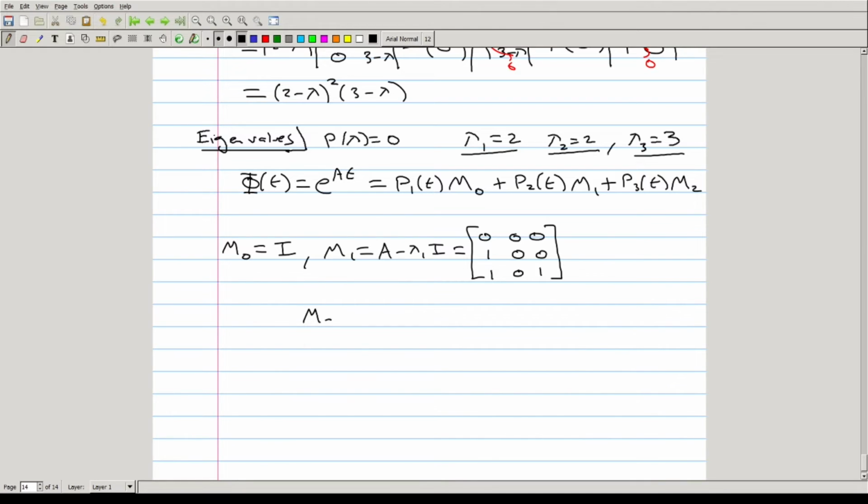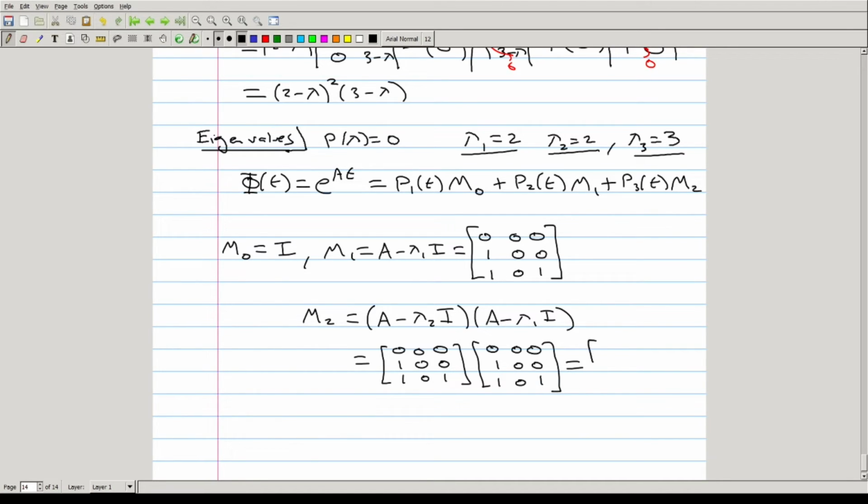And M2 is A minus lambda 2 times I times A minus lambda 1 times I, which is the matrix 0, 0, 0, 1, 0, 0, 1, 0, 1 times the matrix 0, 0, 0, 1, 0, 0, 1, 0, 1, which results in the matrix 0, 0, 0, 0, 0, 0, 1, 0, 1.